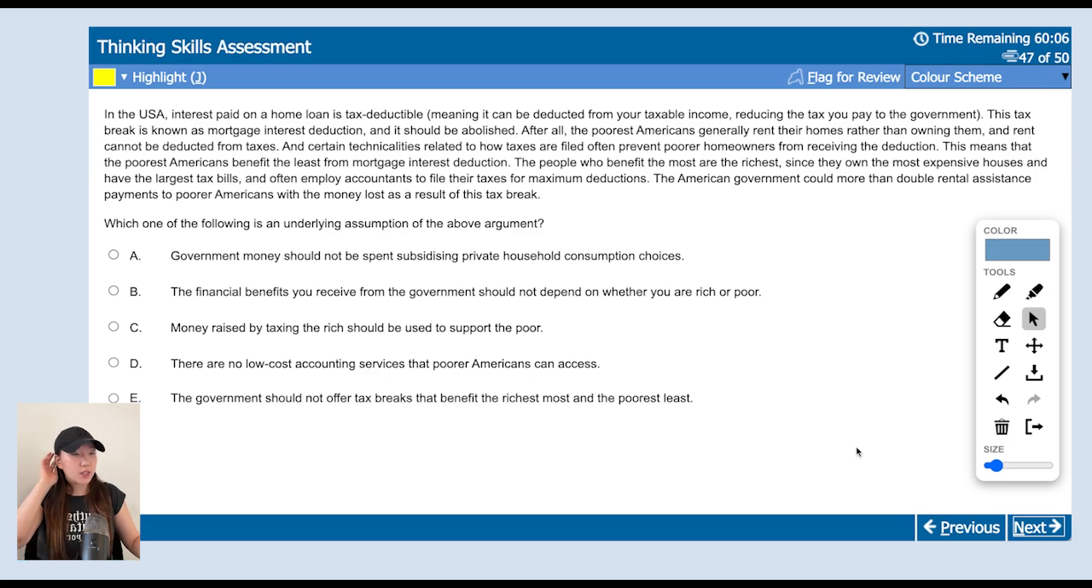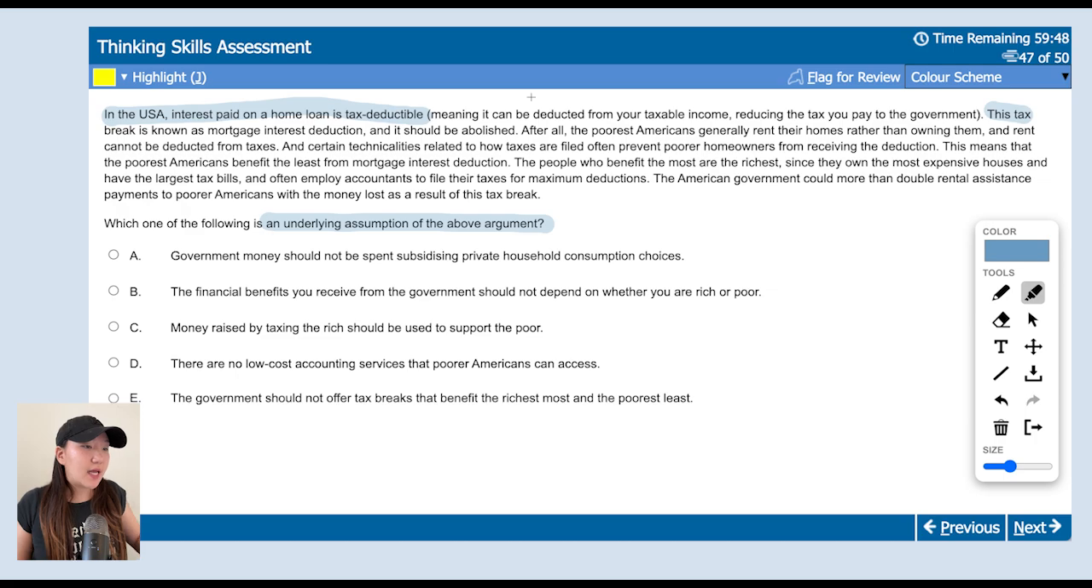Okay, just a few more questions to go, trying to get through this fairly quickly. Okay, an assumption question. Let's find the conclusion, let's find the argument, and then let's find the assumption. So in the USA, interest paid on a home loan is tax deductible. So up to here, right? And then I would skip the stuff in brackets. This tax break is known as a mortgage interest deduction, and it should be abolished. The poorest Americans generally rent. Rent cannot be deducted from taxes.